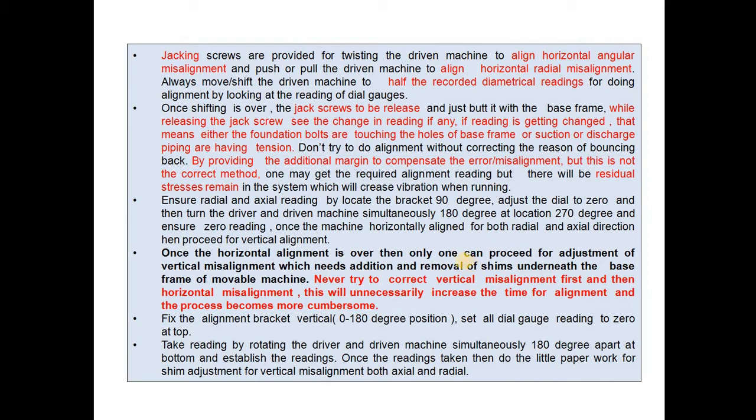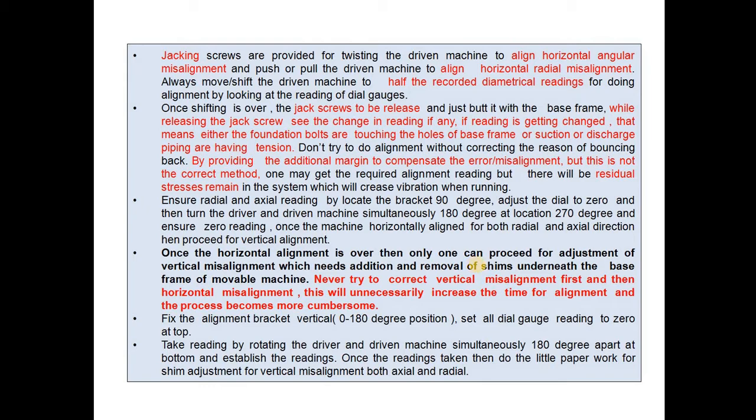Never try to do vertical misalignment, radial as well as axial, first. If you adjust vertical misalignment, radial and axial, and then correct the horizontal, your alignment will not come in one time, because your vertical alignment will get disturbed. So you have to do horizontal, axial and offset first, and then take the vertical misalignment reading with radial and axial.